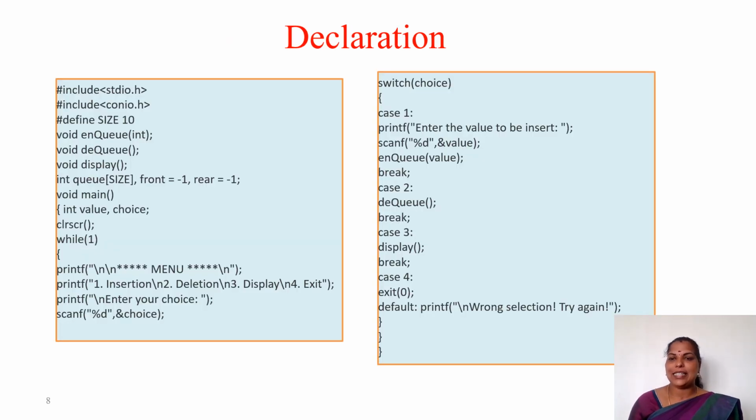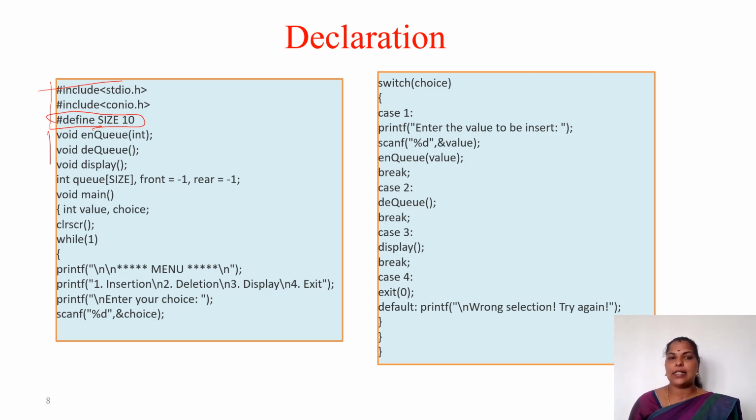Next is the declaration part. Those who are familiar with C programming are familiar with this. We have to include the header file stdio.h, which is for printf and scanf. Then conio.h, which is for the clear screen and getch functions and so on, if you want to use them. This is a macro, hash define SIZE 10.